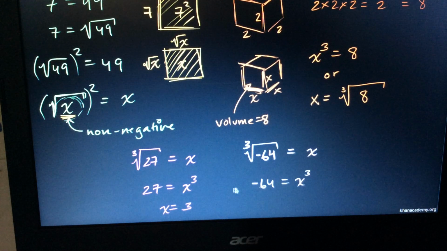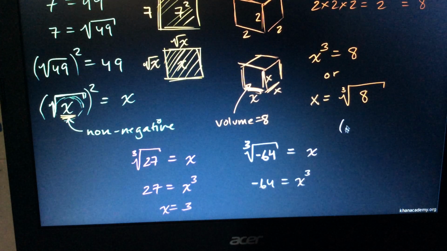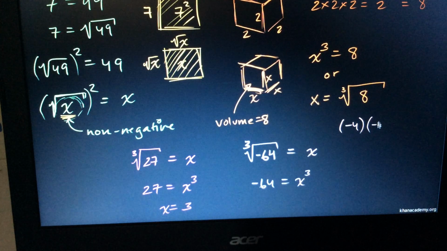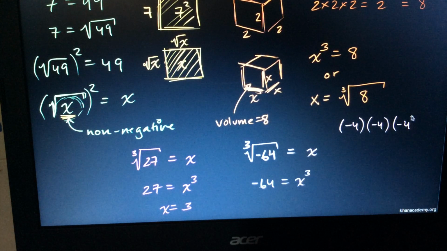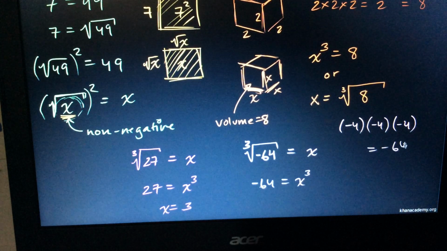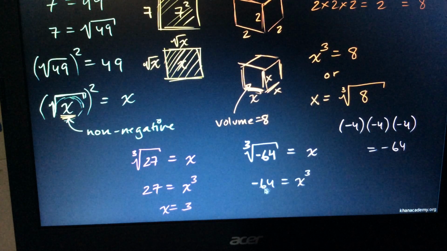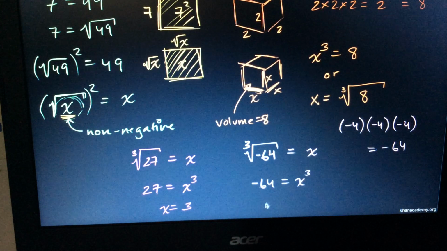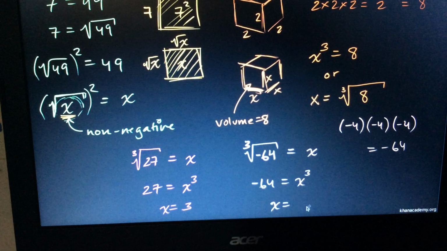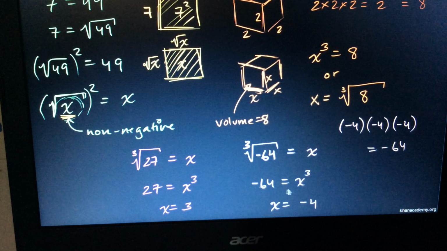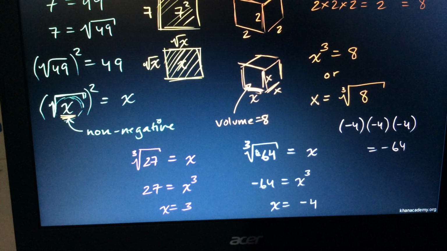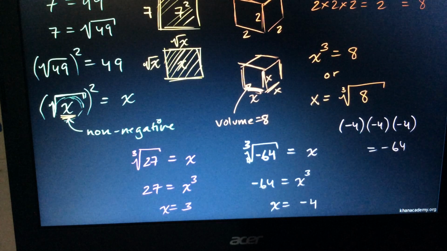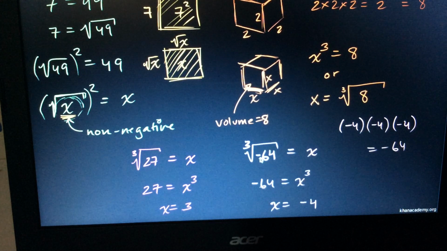Well, what could x be? Well, what happens if you take negative 4 times negative 4 times negative 4? Negative 4 times negative 4 is positive 16, but then times negative 4 is negative 64, is equal to negative 64. So, what could x be here? Well, x could be equal to negative 4. So, based on the math that we know so far, you actually can take the cube root of a negative number.